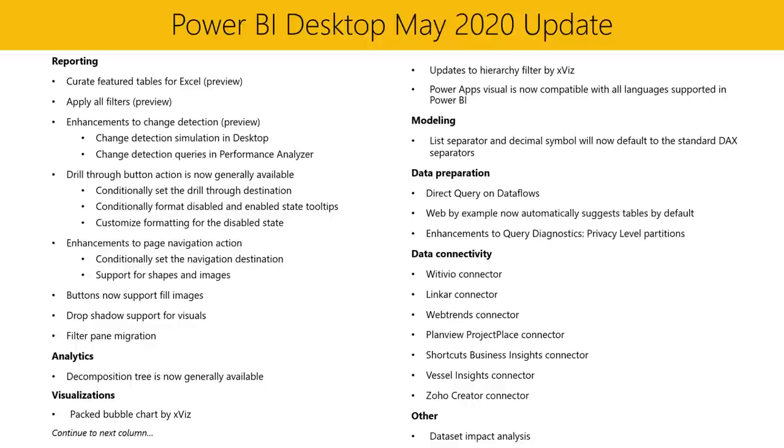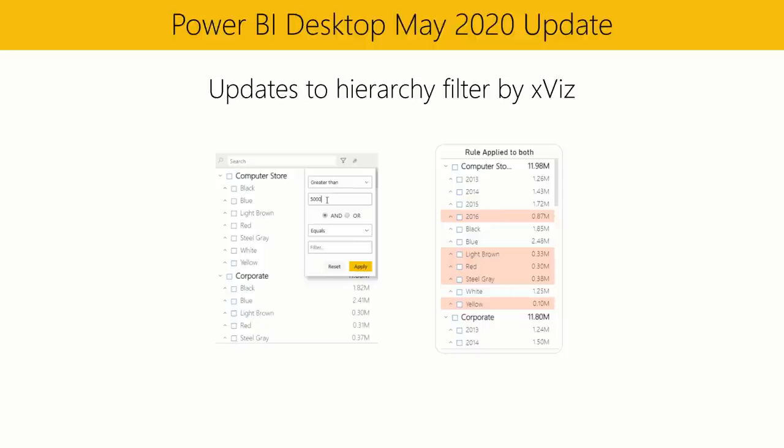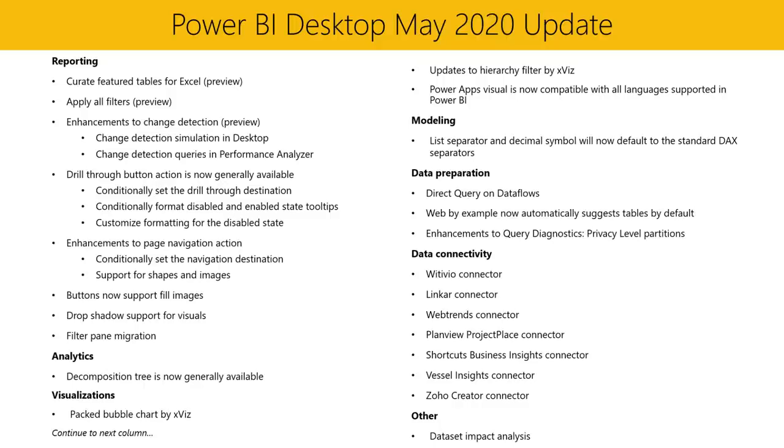Next is our visualization section. First, we have the packed bubble chart visual from XViz. Next, we have some updates to the hierarchy filter by XViz. It includes highly requested improvements such as search, unbalanced hierarchy support, conditional formatting support, and other formatting options. The last update in this section is that the Power Apps visual now supports all of the different languages that Power BI supports. Moving on to our modeling section. Starting with this month's release, we've updated the DAX separator settings to default to the standard DAX characters of comma as the list separator and period as the decimal symbol.